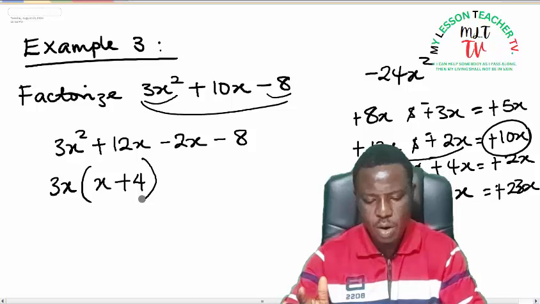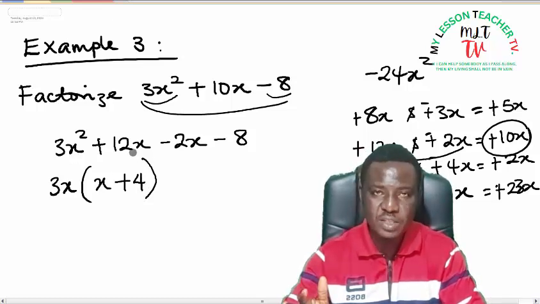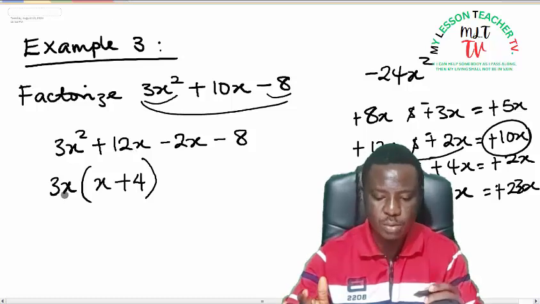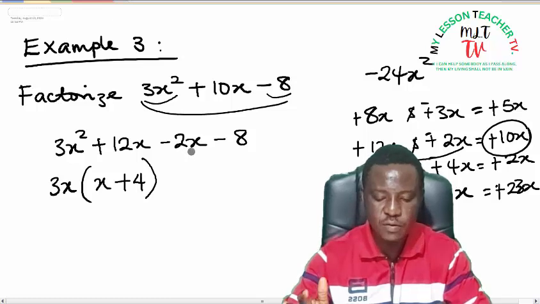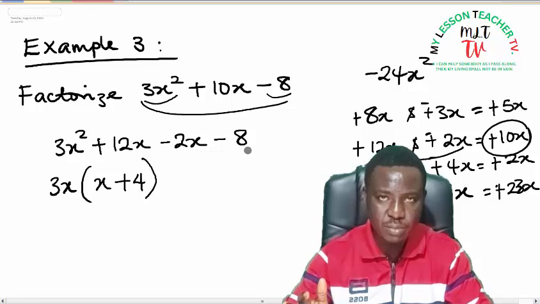Okay? Now, why did I stop at this? It is because I only compared the first two terms. Okay? And 3x is what is common. So there's no need trying to factorize out 3x from the next two. Rather, we look at the next two terms.